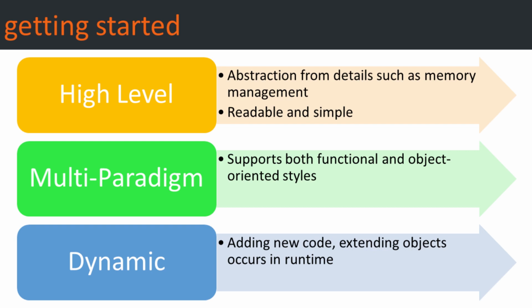JavaScript is a dynamic programming language. Dynamic programming means the behaviors that are commonly performed at compile time by the static languages can be done at runtime itself. These behaviors include adding new code to the program or extending an object. These behaviors generally occur during compile time in static languages, but in JavaScript it occurs dynamically at runtime.